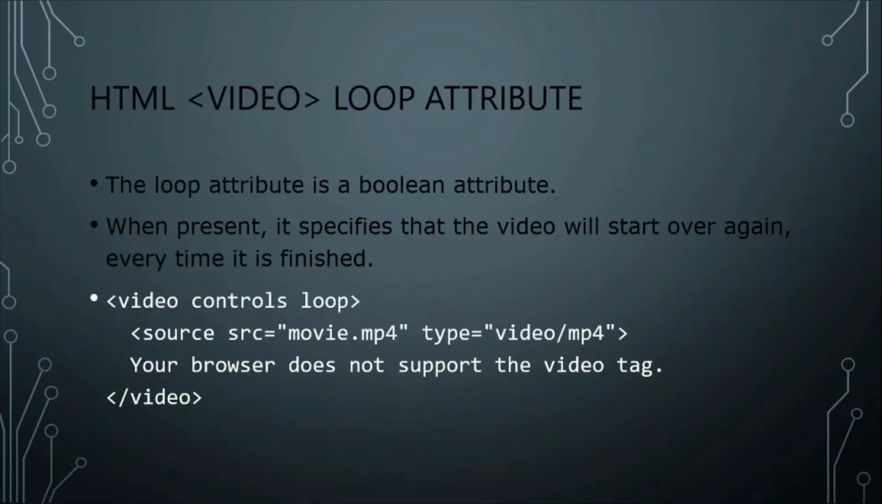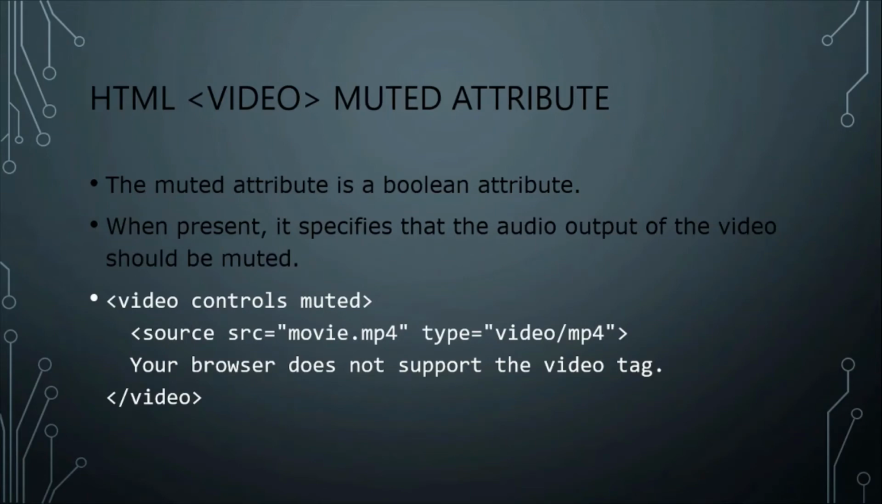Now we only have some attributes left. Let us also complete those. The next one is the muted attribute. The muted attribute is also a Boolean attribute. So when it is present, or when we run the code, then it will specify that the audio output of the video will be muted.